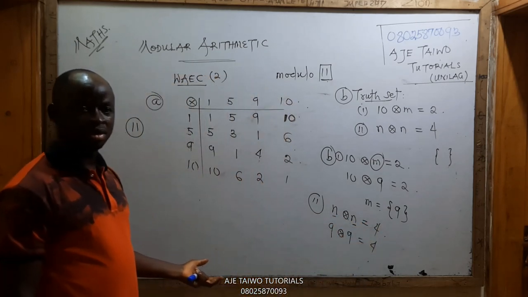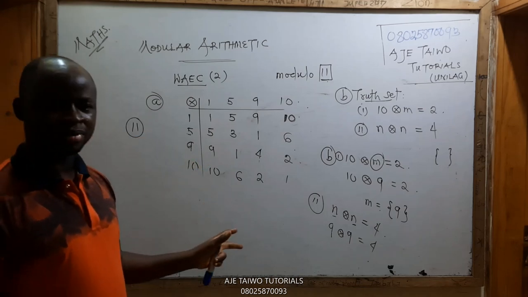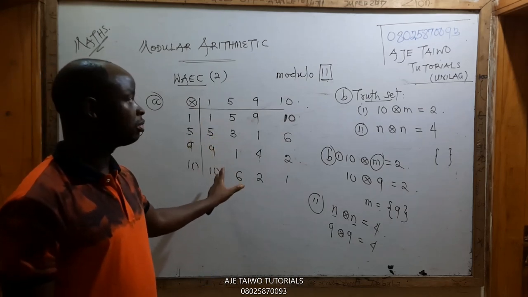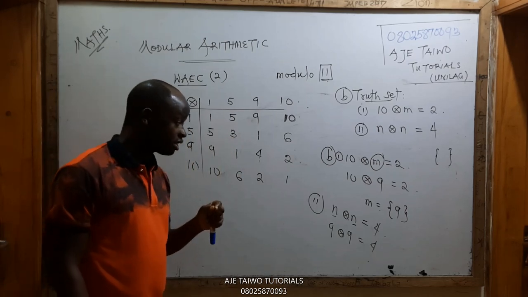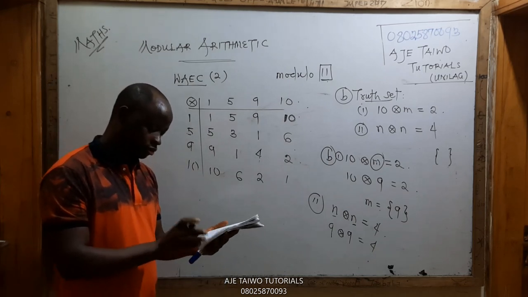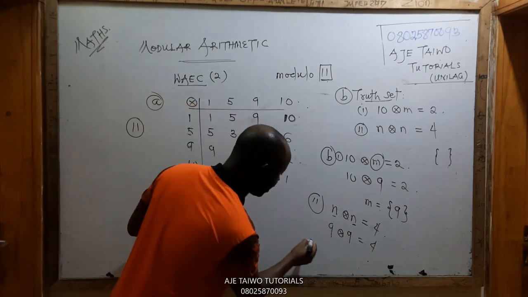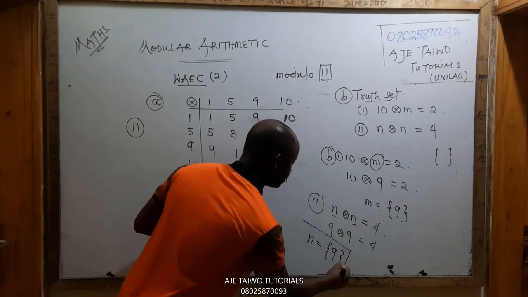Is that okay now? Just watch that space. It's not a difficult topic at all. These are to complete the table. Let's see one last question, then we call it a day for today. Then next class we continue with that. So let's see this one. Don't forget to express your answer. N is 9. Express as a set.